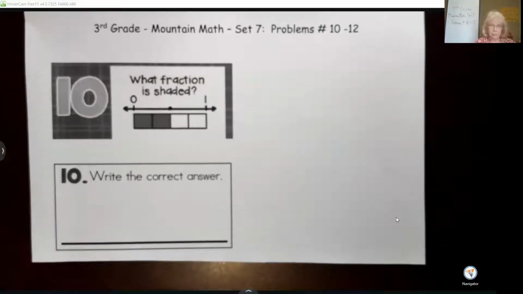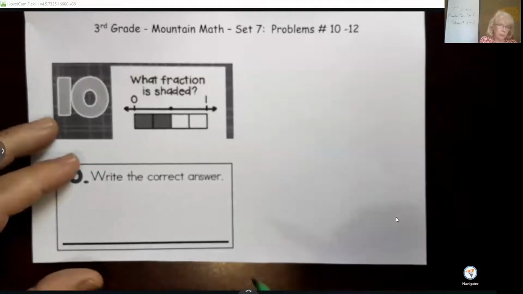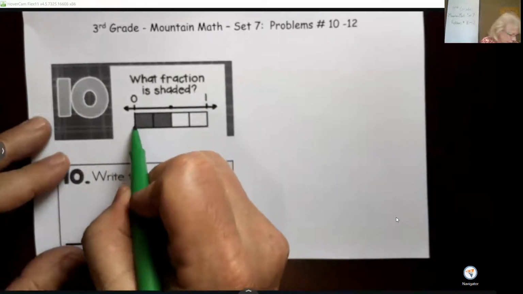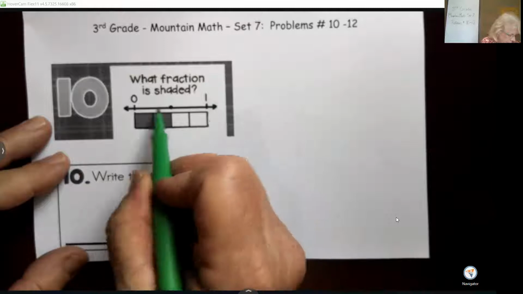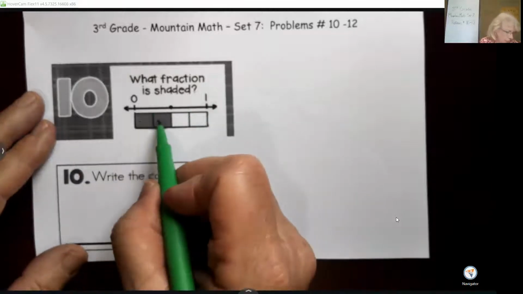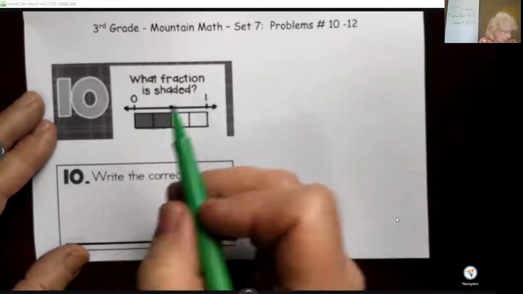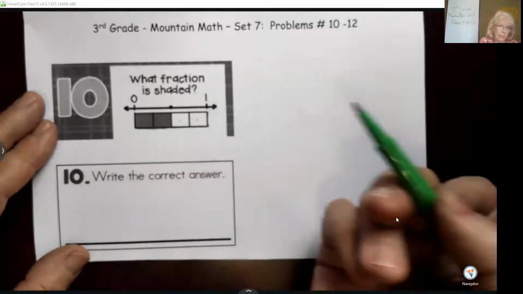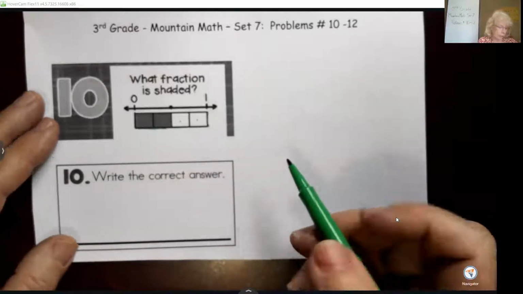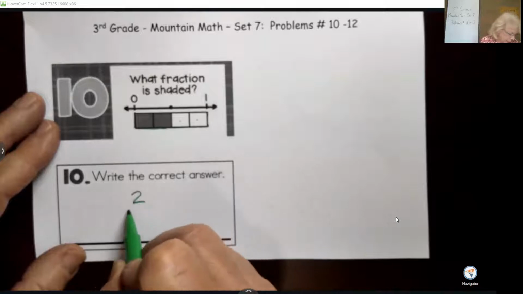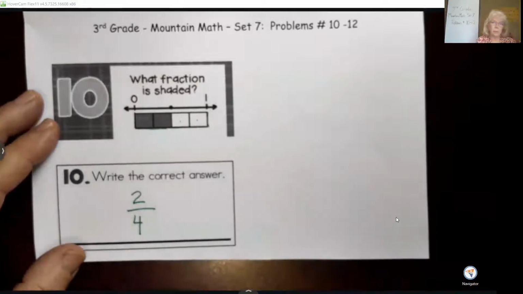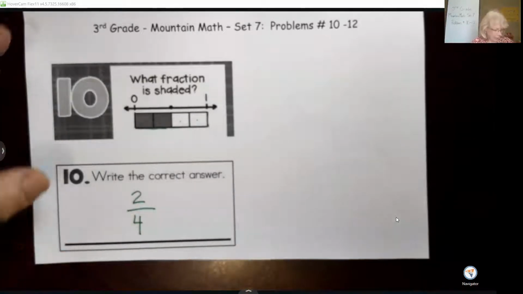What fraction is shaded? So we're looking at the fraction shown on this bar graph down here, and we have two parts shaded out of 4 equal parts in one whole. So this fraction is written this way, 2/4. Okay, let's go on to problem 11.